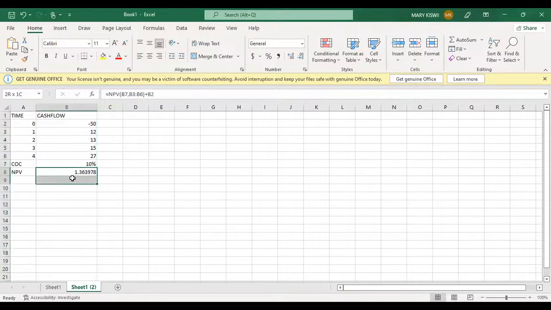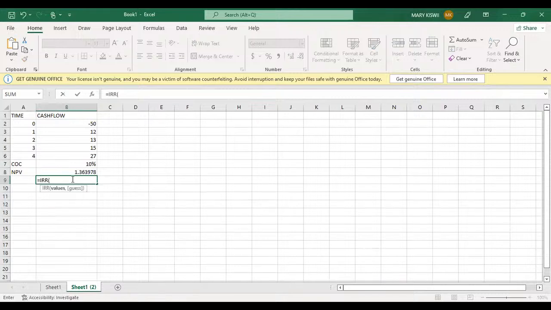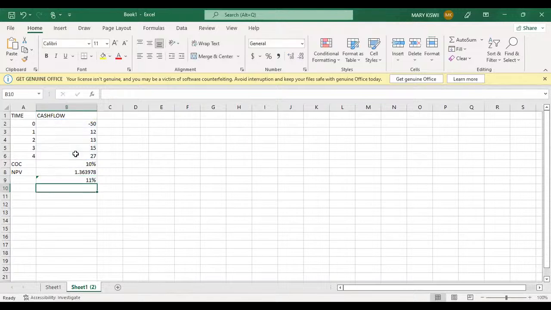Thank you. So down there, actually, equals IRR. Thank you. So values, you copy from that one, yes, up to 4. You close brackets. And then enter. And then increase the decimal places, go to 11%.